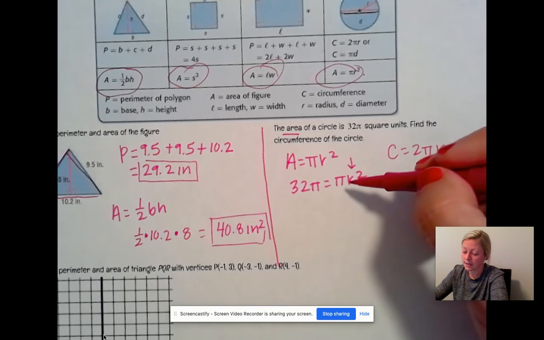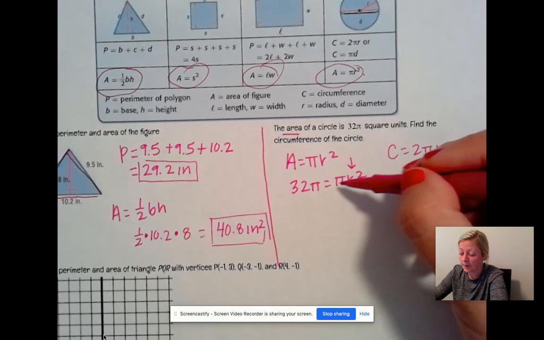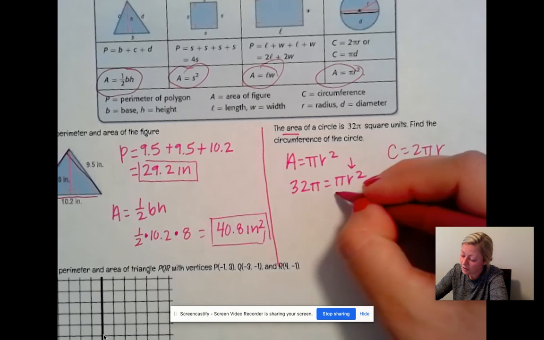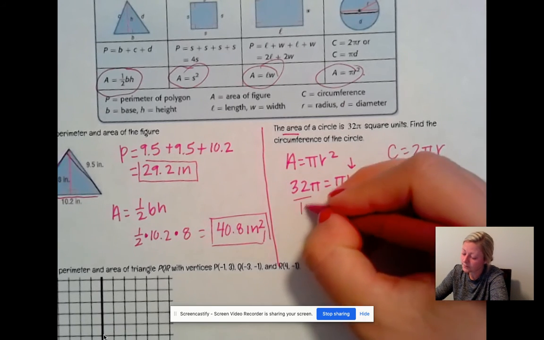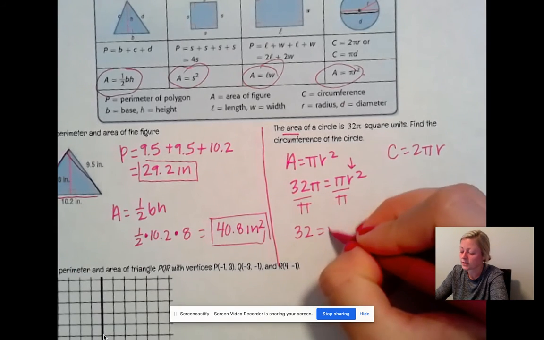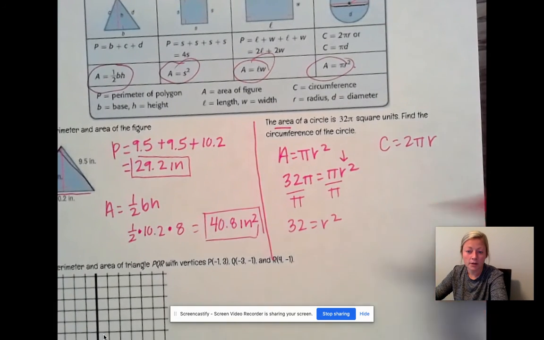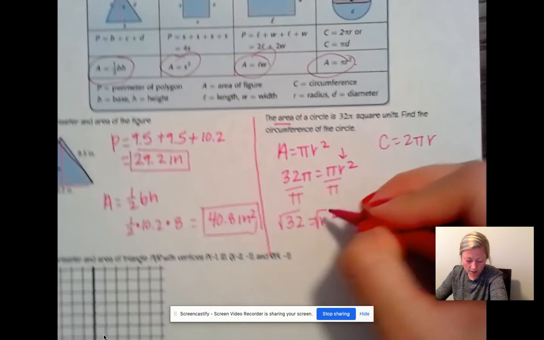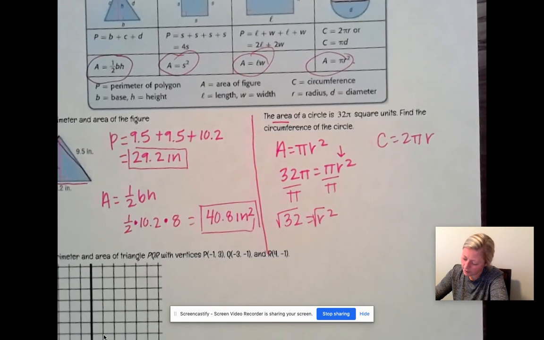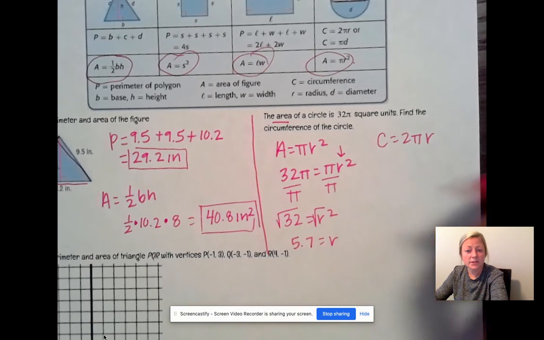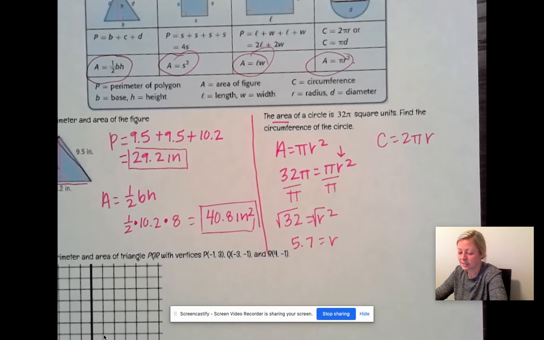What I was saying before is it's nice because look, I have pi on both sides, and pi is just a number hidden in a symbol. So we can actually divide by pi. Our pi's will cancel, so we have 32 equals r squared. And now we all know, how do you undo something squared? Well, you take the square root. The square root of 32 is about 5.7. So we just found our radius to be 5.7.